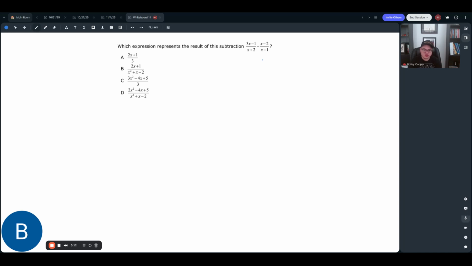1 over x plus 2 minus x minus 2 over x minus 1. Now, I chose this problem to go over because I see students get this type of question wrong a lot.